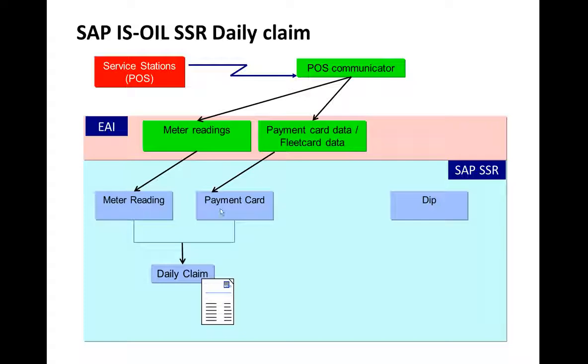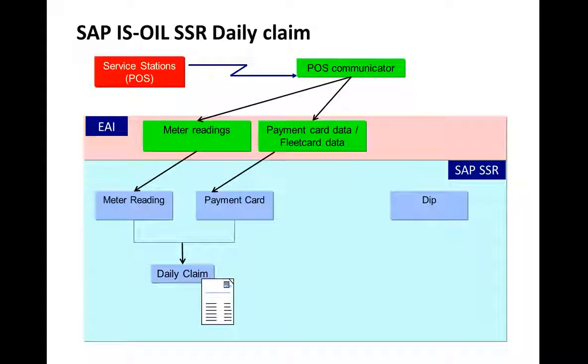The combination of meter reading and payment card makes it possible to create or calculate the cash you expect from your dealer. And the calculation is very simple. It's in principle the turnover minus the payment cards, which you normally collect yourself, is the cash you expect from your dealer. Now we will go to the system.